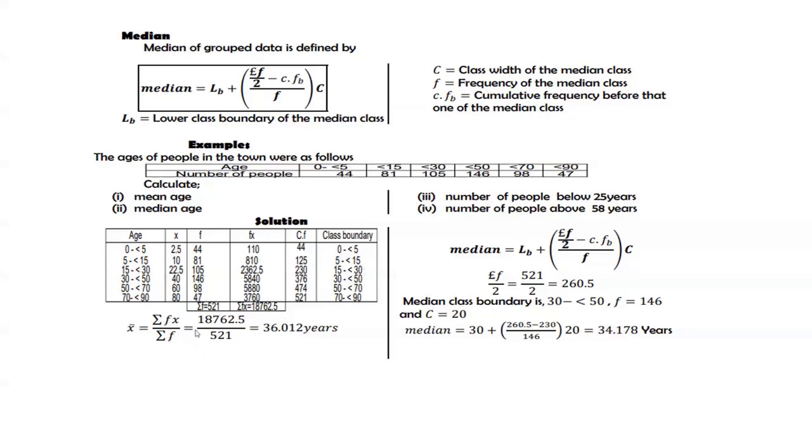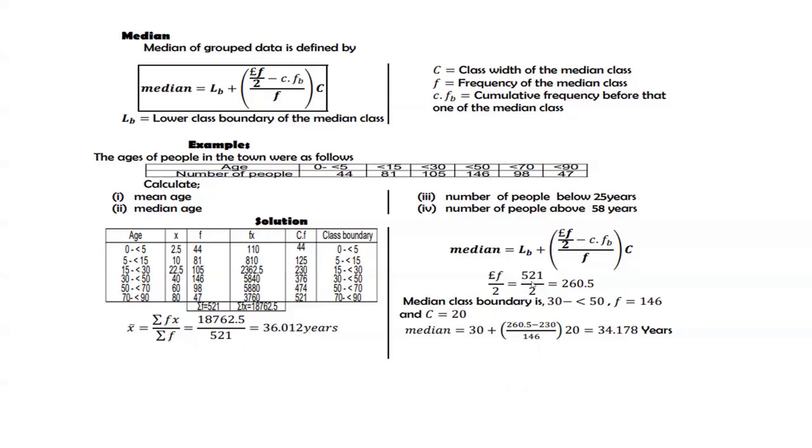So to get your mean, this is going to be calculated using the formula sum of fx divided by sum of f. So sum of fx is 18762.5. Then you divide it by 521, which is the sum of frequency, and you get 36.012 as your mean.